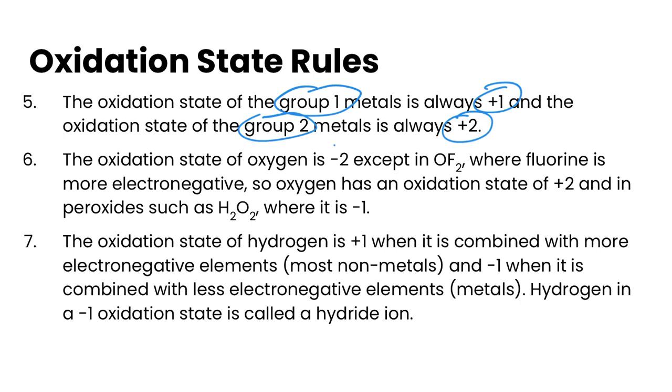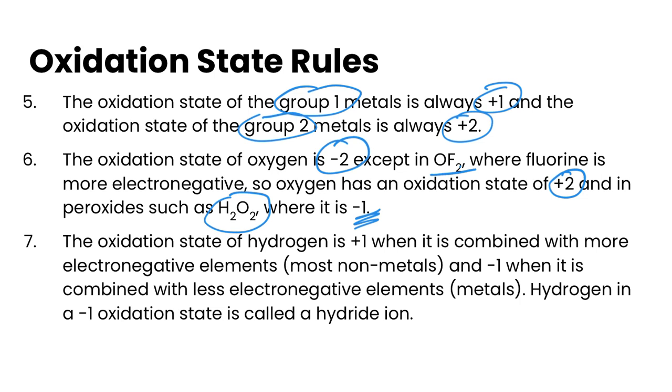The oxidation state of oxygen is always -2. There's a couple of exceptions though. In the compound OF2, where fluorine is more electronegative, the oxidation state of oxygen is actually going to be +2, and the fluorine will be -1. And then in peroxides, oxygen is going to be a -1 instead of a -2. So just a couple things to keep in mind.